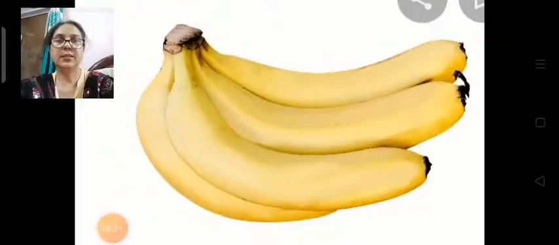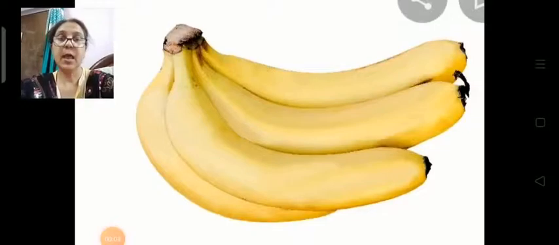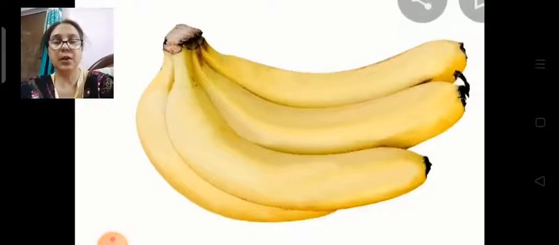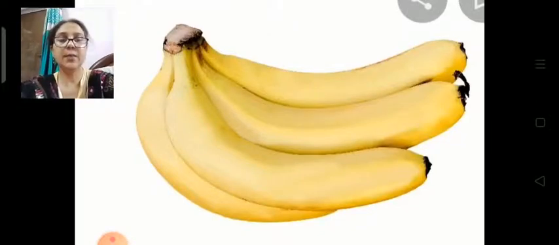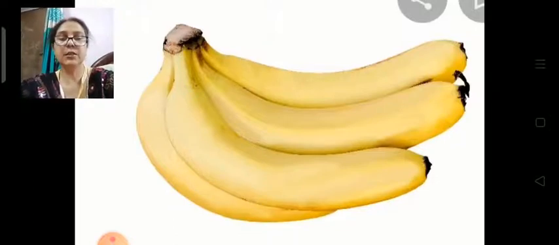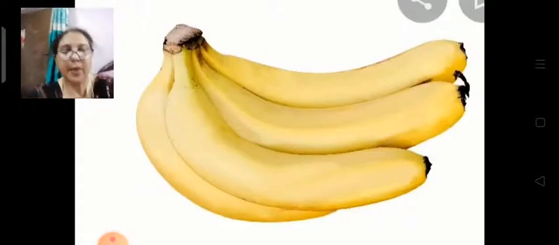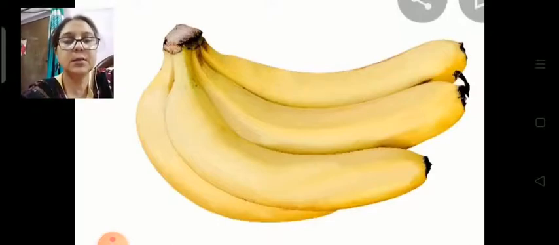Now children, let's talk about its taste and how it is beneficial for us. Bananas are extremely healthy and delicious. They contain several essential nutrients and provide benefits for digestion, heart health, and weight loss. Aside from being very nutritious, they are also a highly convenient snack food. Here are 11 evidence-based health benefits of bananas.